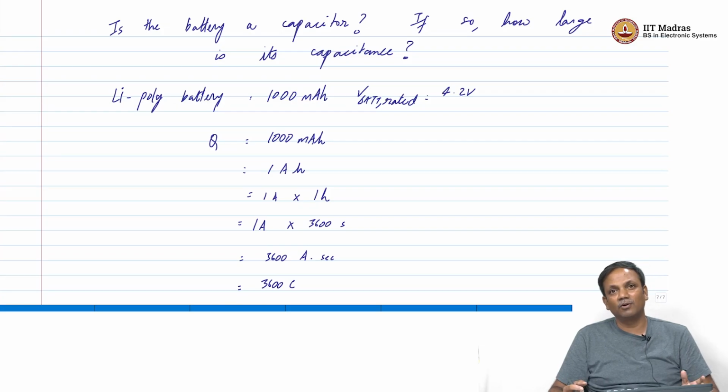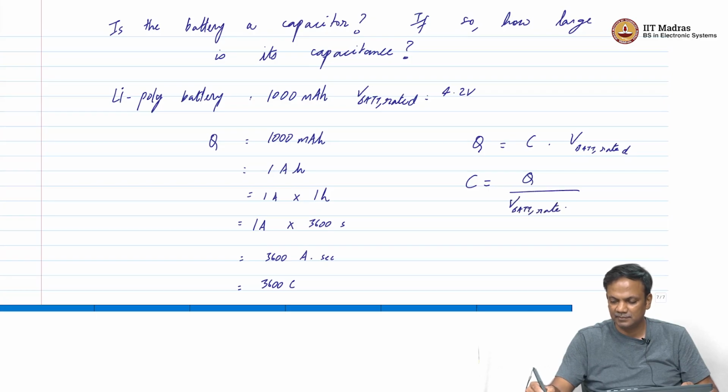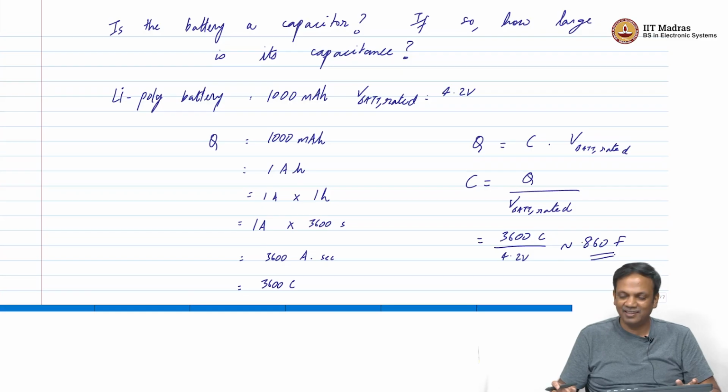And now you might want to say, I want to estimate the capacitance itself. We will say, Q is equal to C times V. My battery is rated to 4.2 volts. So, now C is equal to Q divided by VBAT rated. So, this is going to be 3600 coulombs by 4.2 volt, which is about 860 or so farads, right. Very large capacitor. So, you can think of the battery as an 860 farad capacitor.